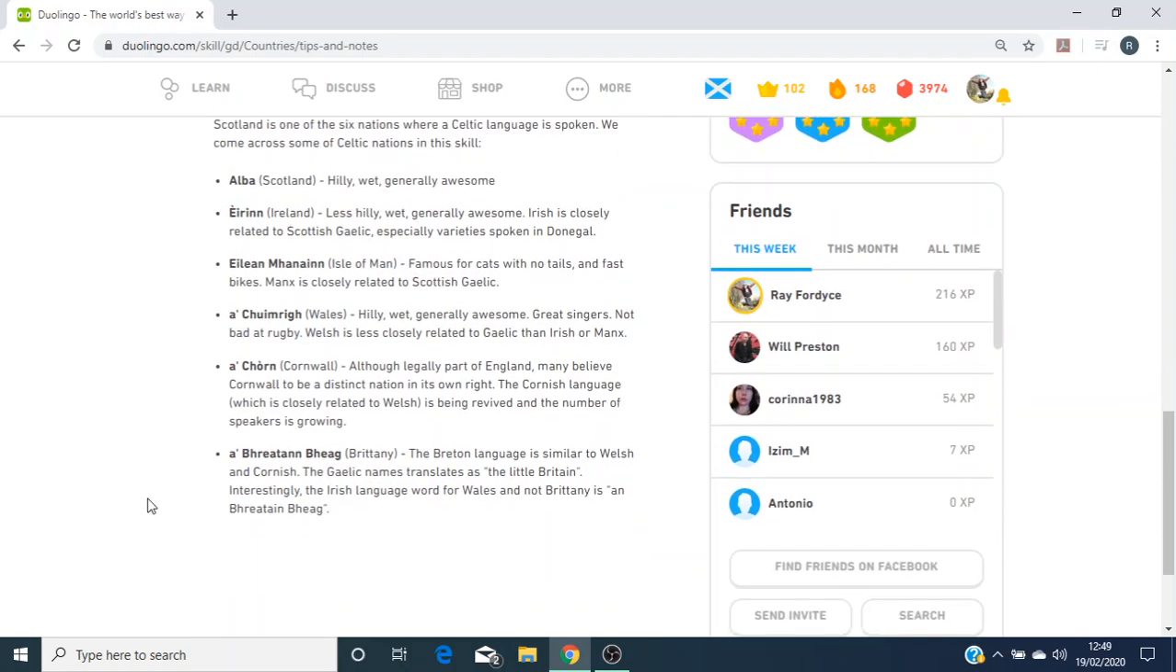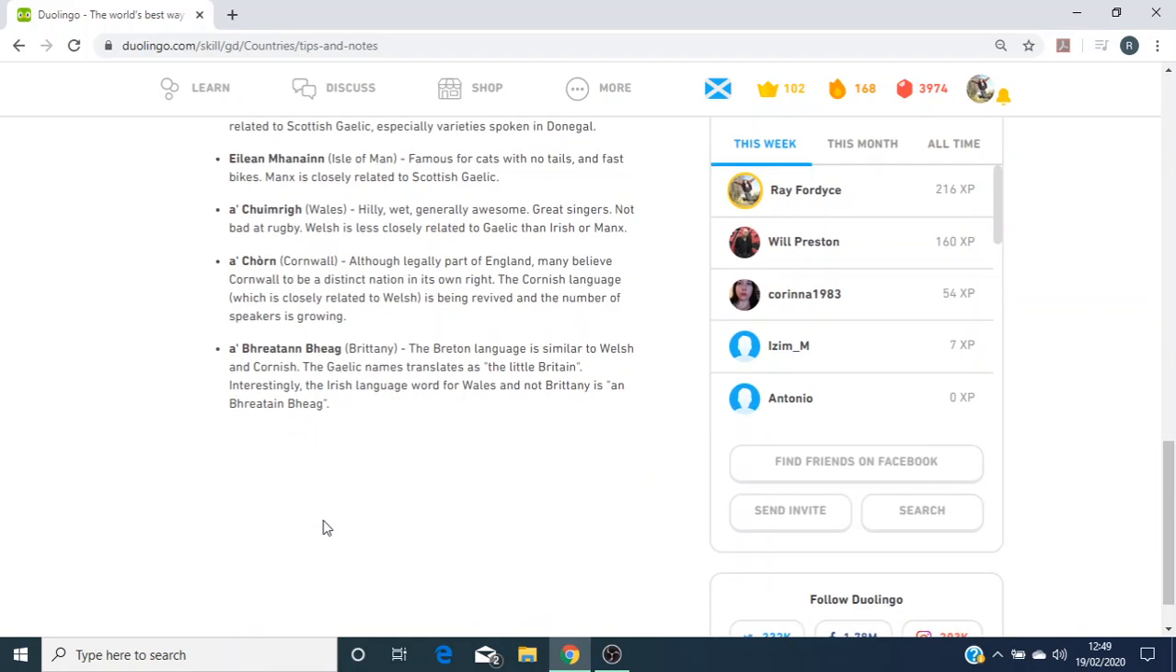And lastly, a Vreton Vague, Brittany. The Breton language is similar to Welsh and Cornish. The Gaelic name treats it as the Little Britain. Interestingly, the Irish language word for Wales and not Brittany is an Vreton Vague.